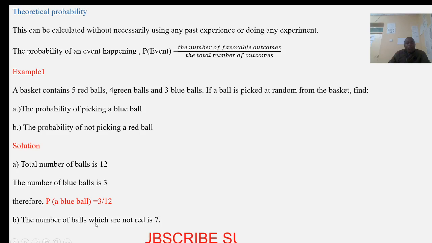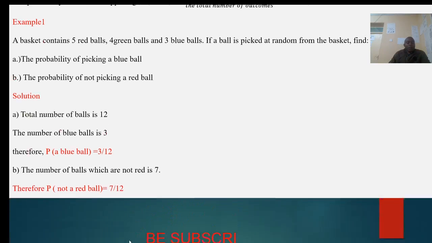Now, the number of balls which are not red is 7. That's for the probability of not picking a red ball. Remember, red there are 5, and here we have now 4 and 3. So these are the balls that are not red, they are 7. And therefore, the probability of not picking a red ball is 7 out of 12. Those that are favorable, you are likely to get 7 of them out of 12 that are not red.